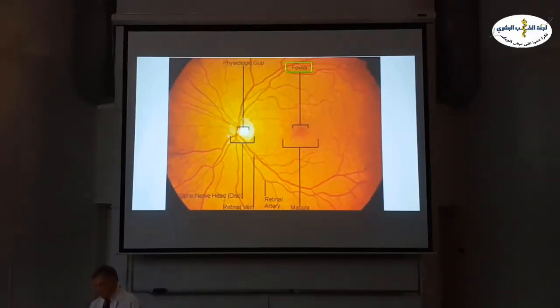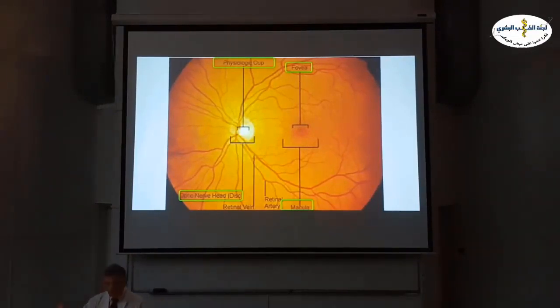Okay, you can see this circle here, and there's a dark structure here. This is the head of the optic nerve. This very shiny center is called the optic cup or physiological cup. And then you see a little bit darker area, it's called the macula, and in the center, even darker, is called the fovea. The fovea is the area of maximum vision.